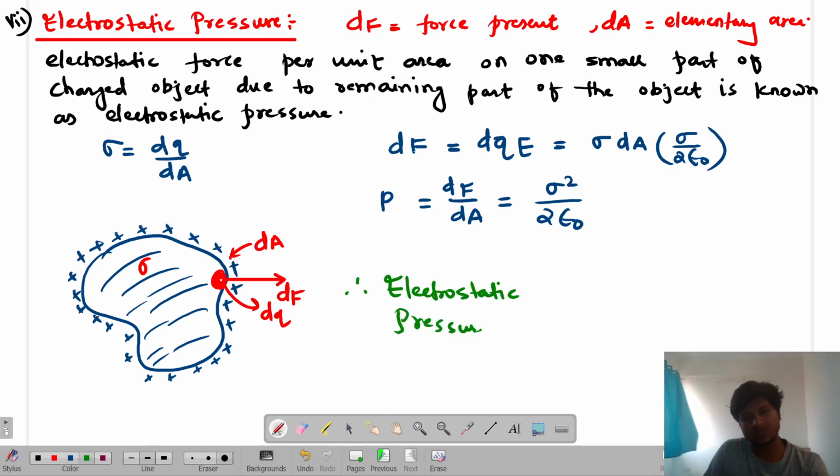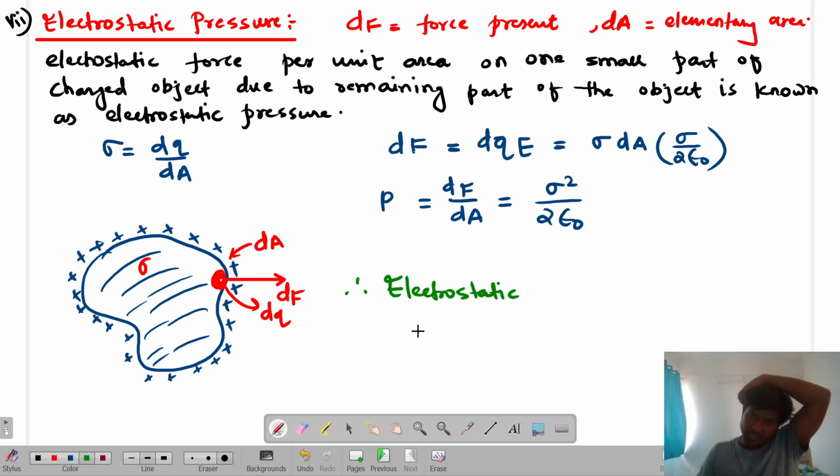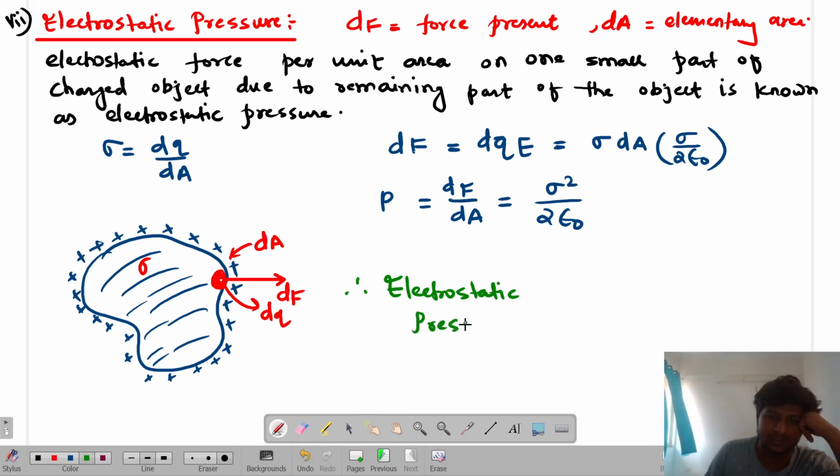इसीलिए जब जब तुम बैलून लो, take a balloon and charge that balloon, charge a conducting balloon, ठीक, then what will happen? That balloon will start inflating because electrostatic pressure is generated, which is equal to sigma square by 2 epsilon naught. Is that clear?